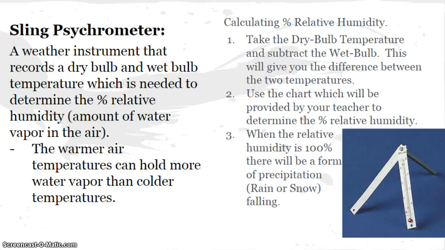When we want to calculate it, we've got the directions over there to the right for you. You're going to take the dry bulb temperature and subtract the wet bulb temperature. The wet bulb should be cooler than the dry bulb. That's going to give you the difference between the two temperatures. Then there's a chart that we use that we'll talk about a little bit more in class. That chart will help you determine the percent relative humidity when you find the dry bulb temperature and the difference. When that relative humidity is 100%, there's going to be some form of precipitation, usually rain or snow, falling.